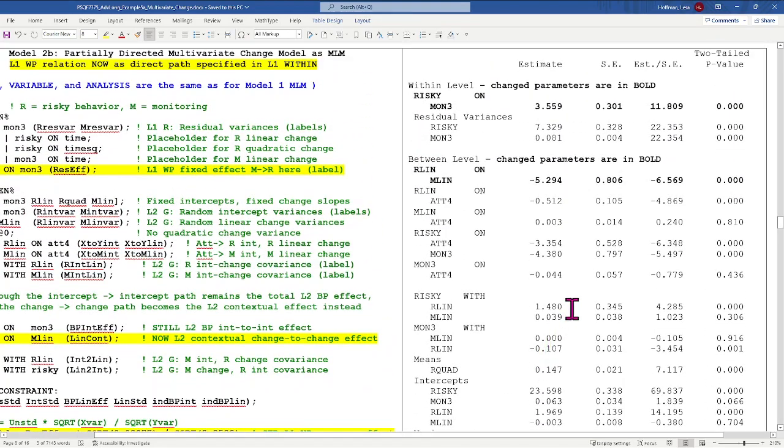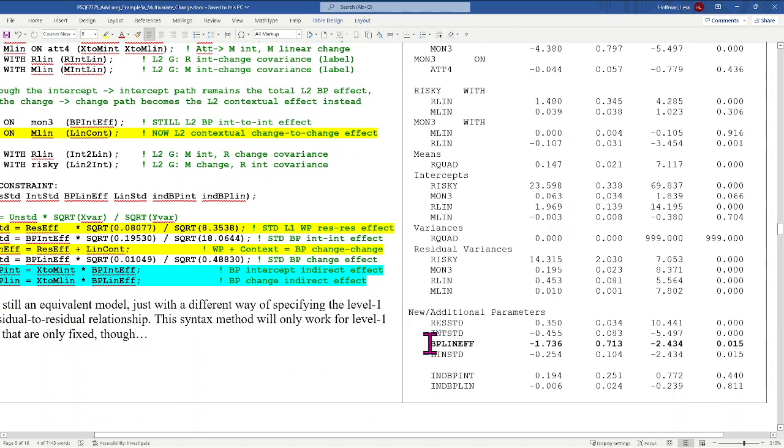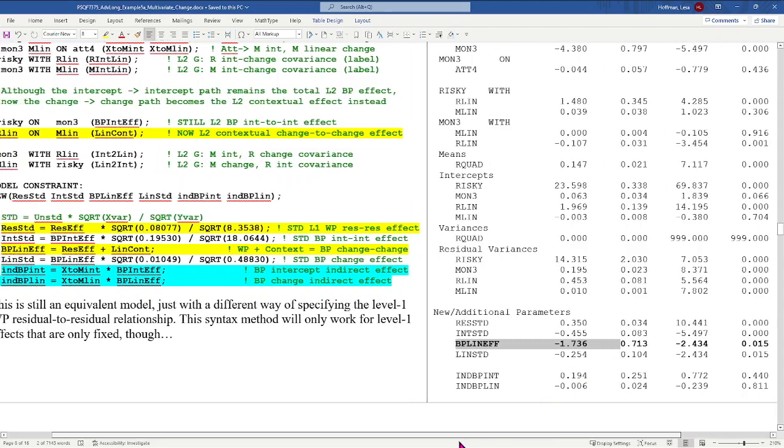So to figure out what the change to change relationship is that exists without controlling for what's happening at level 1, we take the level 1 residual slope. So this would be like the within person slope in a regular univariate multi-level model. We add to it the contextual effect for how the change to change slope differs from the within level slope, and then we get back to the between level slope for the change to change relationship that we saw in the previous model. Complicated.